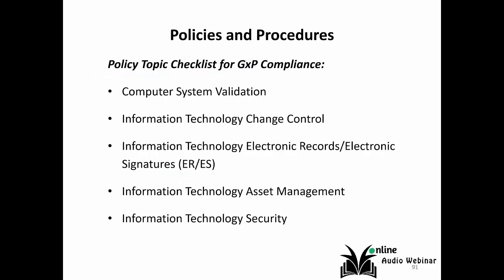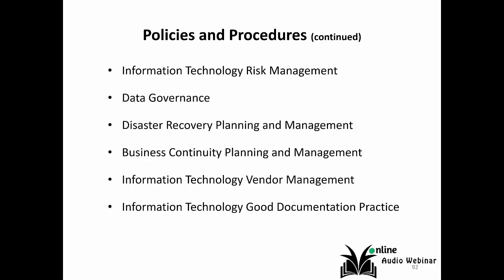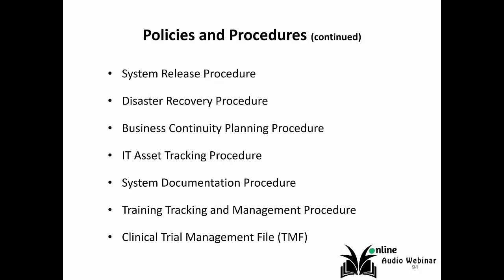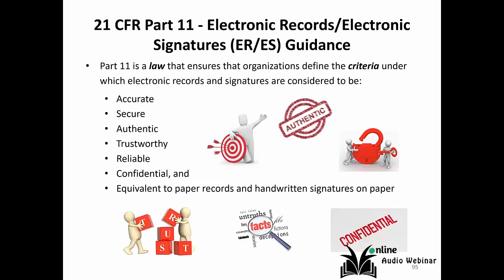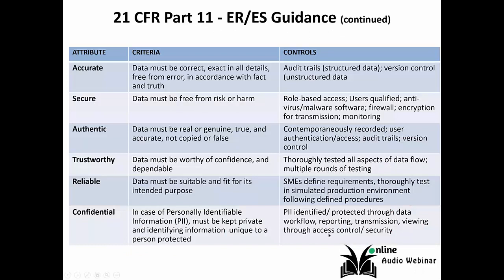This is a set of policy topic checklists. These are more for maintaining the system in a validated state. And then there's procedural topics, all of them critical to clinical trials. FDA issued Part 11 as a guidance in 1997, and this could be summarized very succinctly.